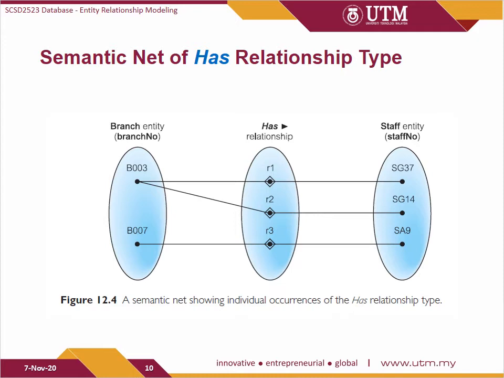Relationships are represented by lines that join each participating branch entity with the associated staff entity. For example, relationship R1 represents the association between branch entity B003 and staff entity SG37. So we represent each branch and staff entity occurrences using values for the primary key attributes, namely branch number and staff number.